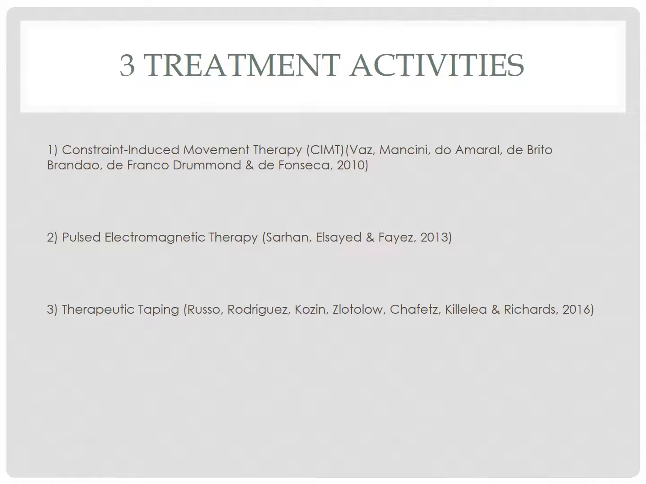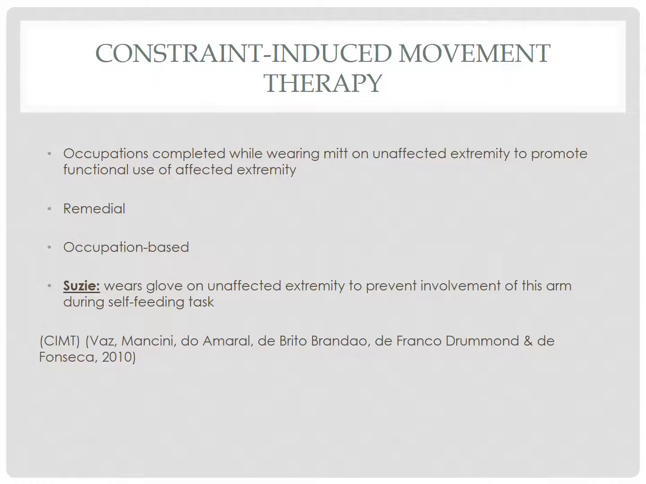I found 3 treatment activities in the literature: constraint-induced movement therapy, pulse electromagnetic therapy, and therapeutic taping. Constraint-induced movement therapy places a mitt on the unaffected extremity so it can't help the affected extremity. This is remedial and occupation-based. Susie would wear the mitt on her unaffected extremity so that she wouldn't help out her affected extremity during self-feeding.